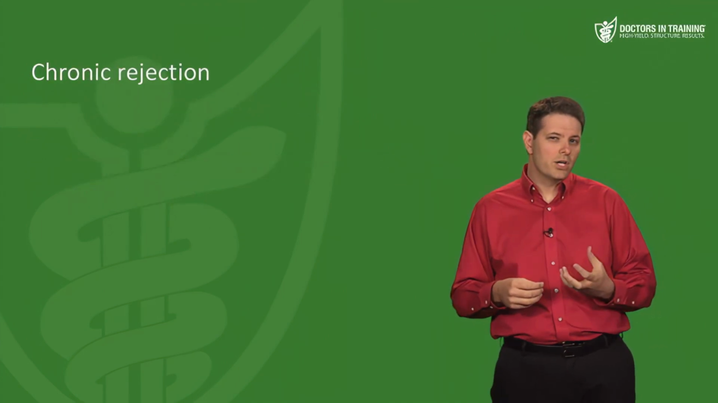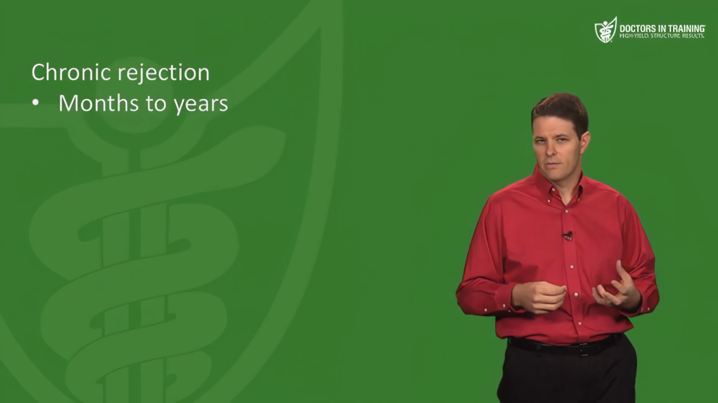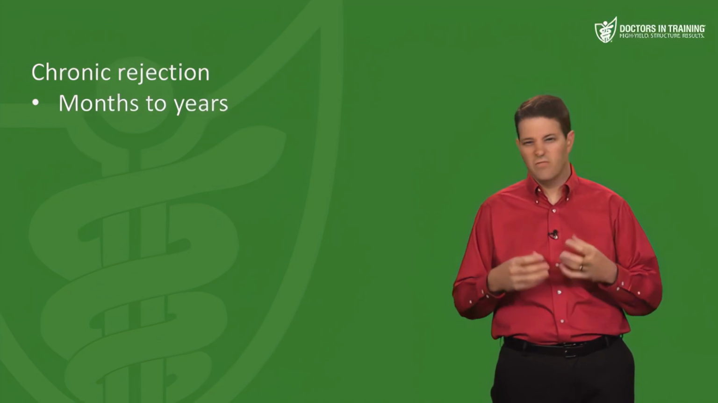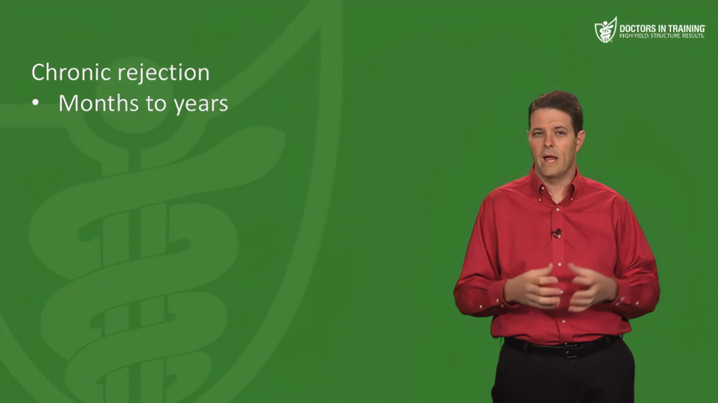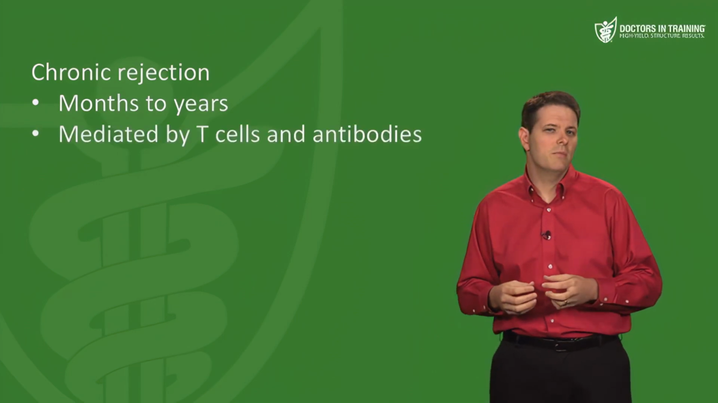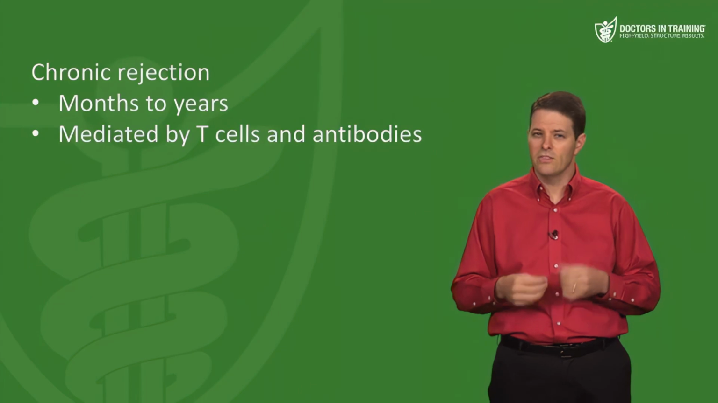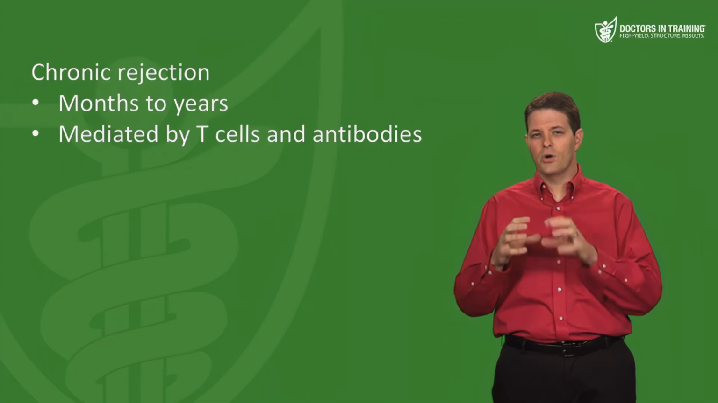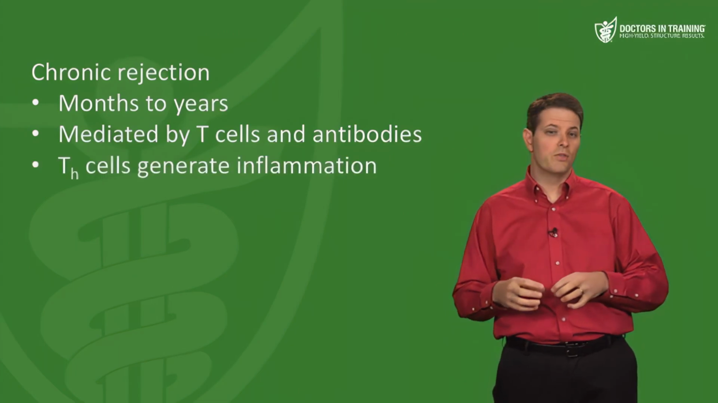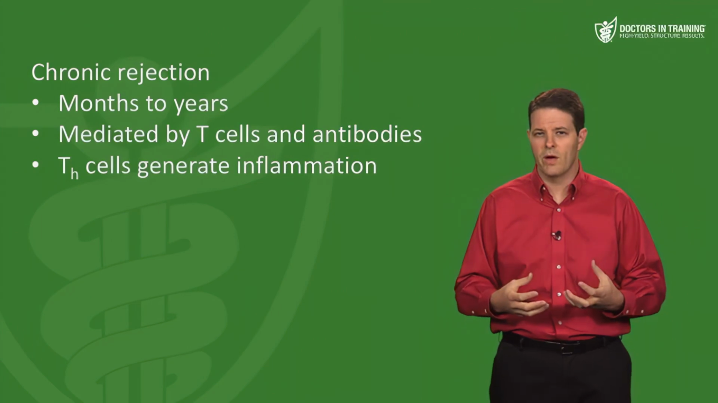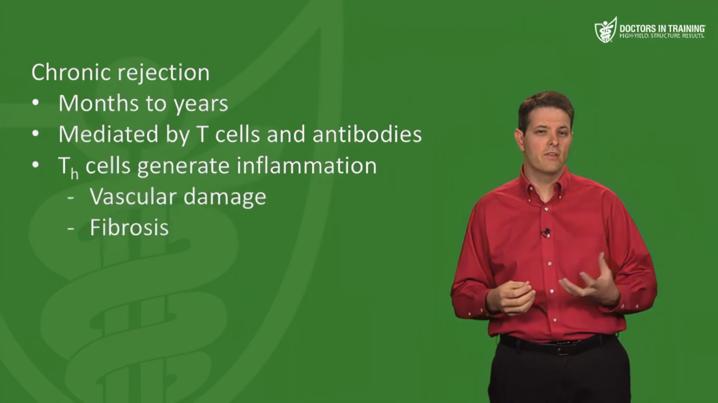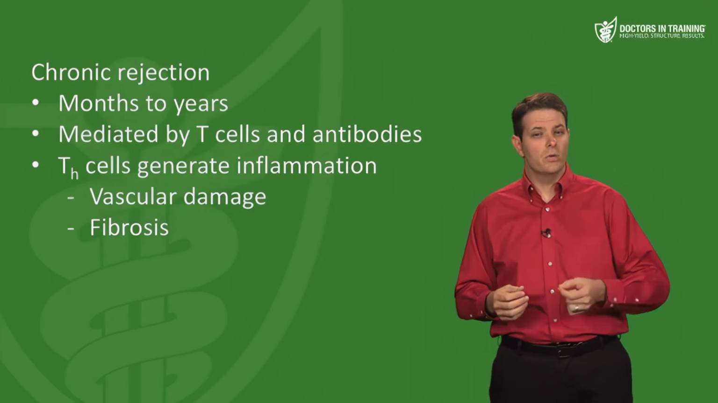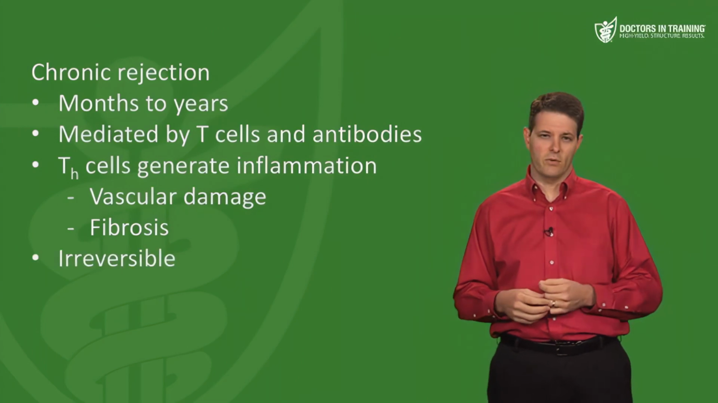And chronic rejection occurs over several months to years. Most transplanted organs will fail eventually due to chronic rejection, but hopefully you can get 15 to 20 years of good function before that happens. Now, chronic rejection seems to be mediated both by T cells and also somewhat by antibodies. But a big part of it is that antigen-presenting cells present donor antigens to helper T cells, which produce interleukins and generate an inflammatory response that leads to vascular damage and fibrosis of the blood vessels and fibrosis of the transplant tissue itself. And unlike acute rejection, chronic rejection is irreversible.